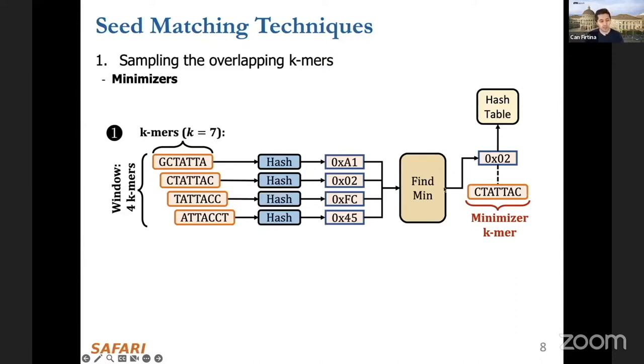So the idea behind the minimizers is that when two sequences are relatively similar to each other, the minimizers guarantee that we're going to pick the same minimizer k-mer, as long as we use the same hash function, of course, depending on the parameters that we pick here. Again, as I said, window length has a huge impact on the accuracy and the performance of this minimizer technique.